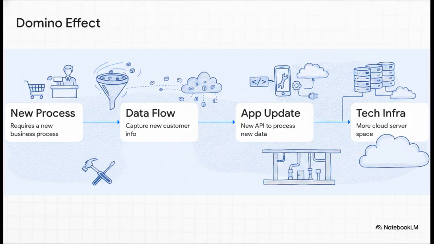To truly understand how these 4 layers connect, let's look at the domino effect of interdependency. Okay, let's say leadership decides on step 1. We're rolling out a brand new business process for our checkout. Well, that instantly triggers step 2. You're going to need a new data flow to capture that new customer info securely, which then mandates step 3. Your current application needs an update or a totally new API to process that data. And finally, step 4, all of that new software requires new technology infrastructure, like spinning up more cloud servers to actually deploy. Changing just one room in the house demands an update to the plumbing, the functional layout, and the foundation.